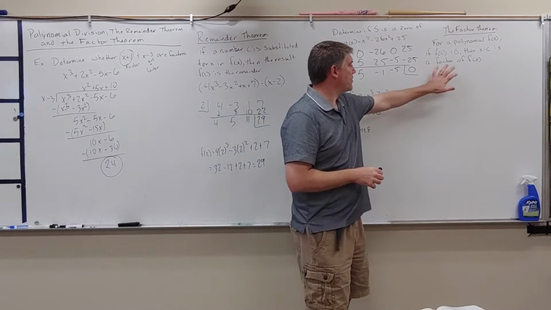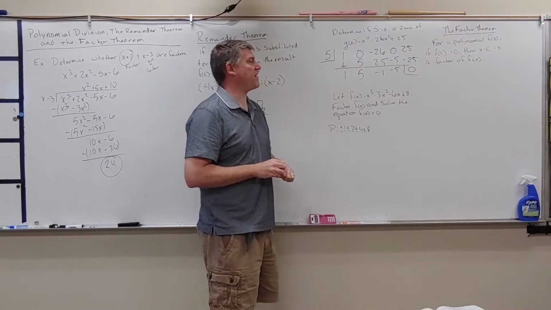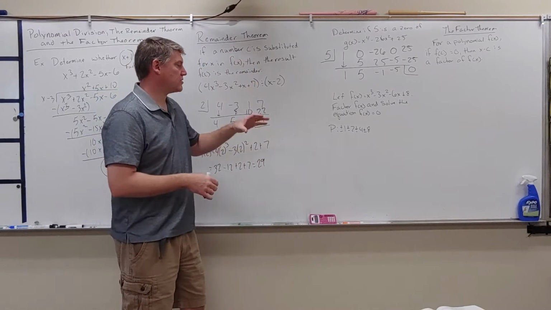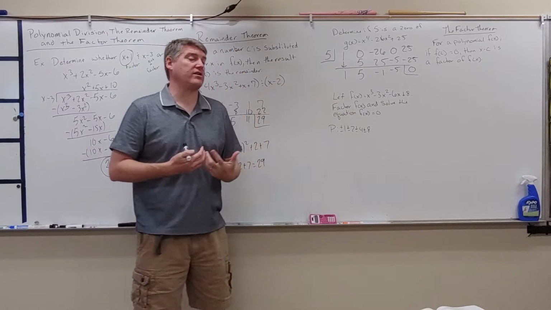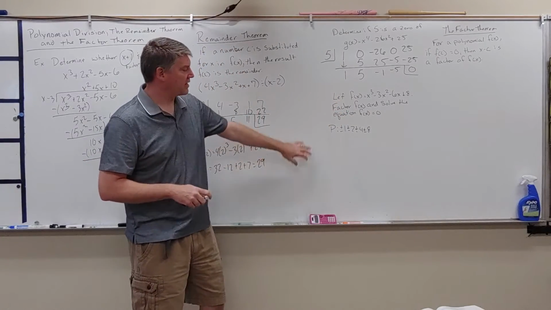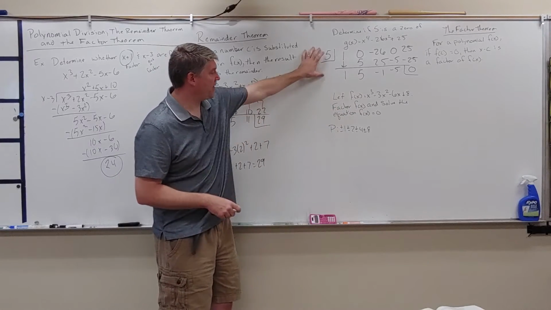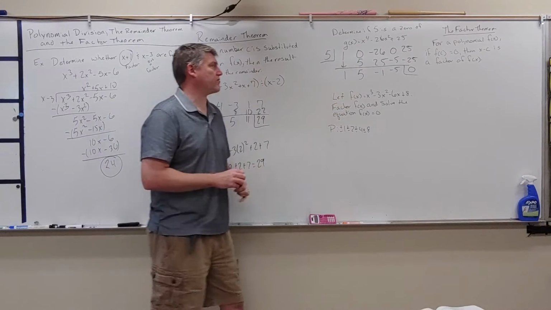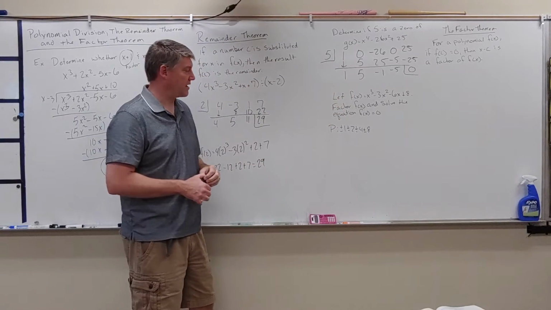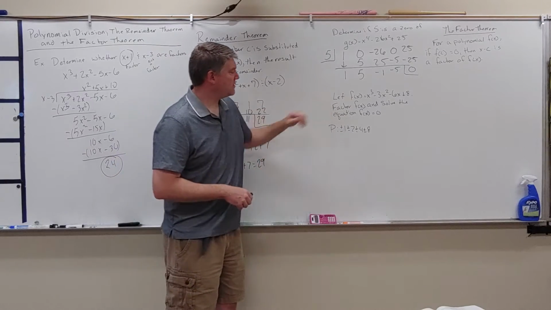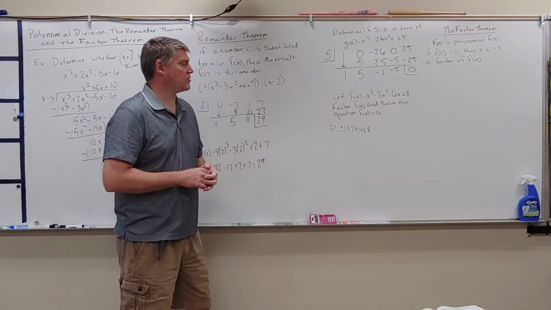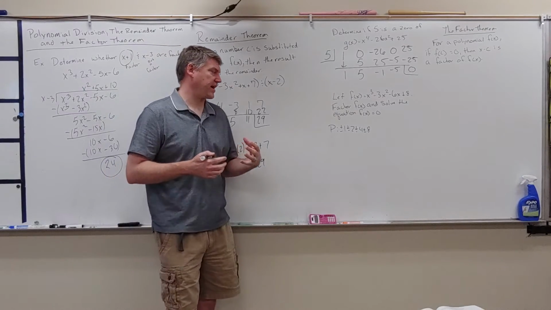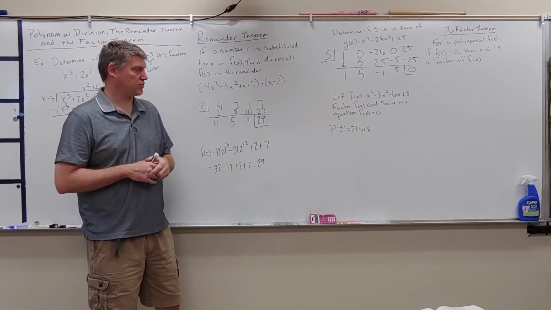The factor theorem for a polynomial f of x: if f of c equals 0, then x minus c is a factor of f of x, right? So if I can find the zeros of this, then I know that x minus c is a factor. So up here, I know that x minus 5 is a factor of x to the 4th minus 26x squared plus 25. All right? So it says let f of x equals x cubed minus 3x squared minus 6x plus 8. We want to factor f of x and solve the equation f of x equals 0.